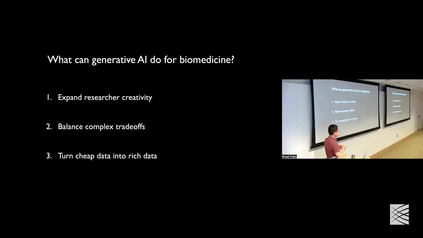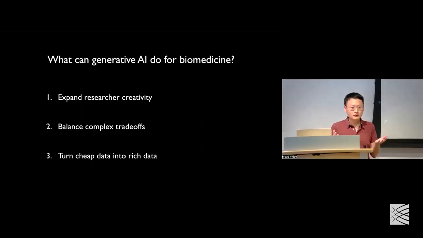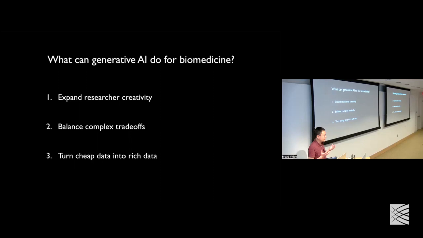The second direction is using these generative models to help us balance very complex multi-dimensional trade-offs, right? Often in biomedicine, we have to trade off things like accuracy, efficacy, and safety. For these high-dimensional trade-offs, we found these generative models to be very helpful in guiding us. And the third direction is to use these generative models to turn data that are more readily available into much more expensive and richer kinds of data, to essentially up-level our data sets computationally.